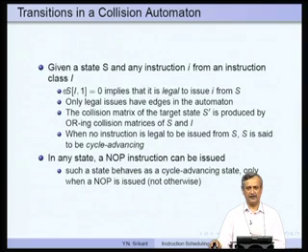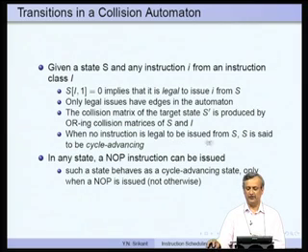So, what are the transitions in the collision automaton? Whatever I said is formally written here. Given a state S and any instruction I from an instruction class, S of I comma 1 equal to 0 implies that it is legal to issue an instruction I from S. Only legal issues have edges in the automaton. The collision matrix of the target state S prime is produced by ORing the collision matrices of S and I.